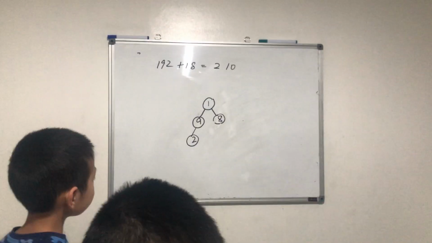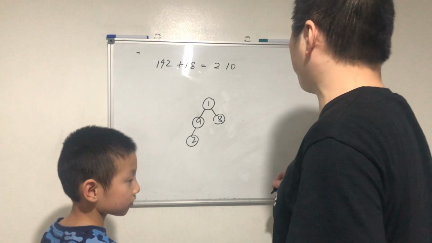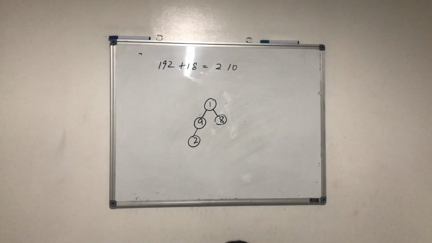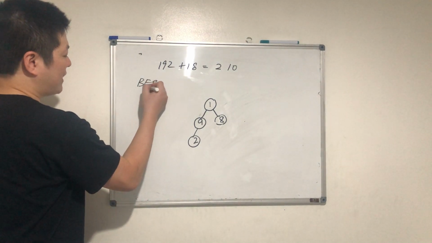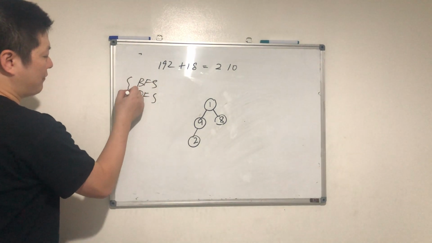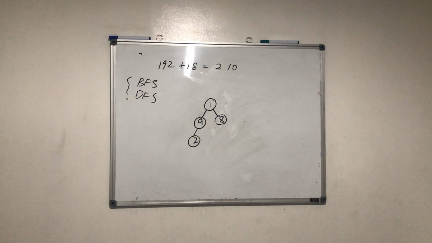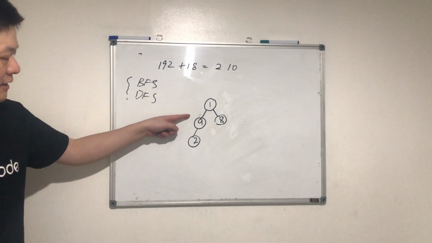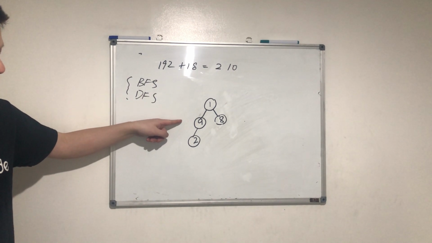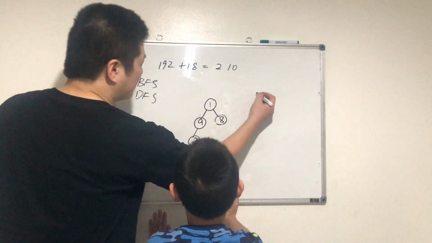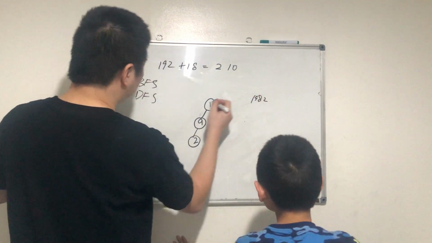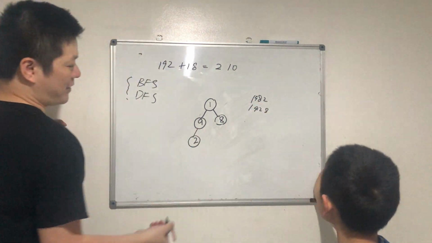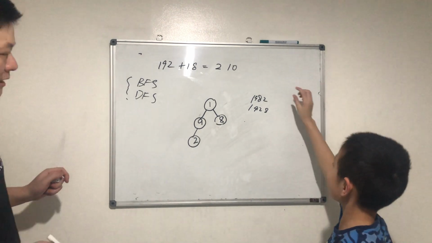So any idea how we can do it? How many ways of traversing the binary tree? Breadth search and depth search. So what's the difference between breadth search and depth search? Breadth search is level by level. So in this particular tree it is 1982. And what's the depth search in this case? 1928. So it's not the same.